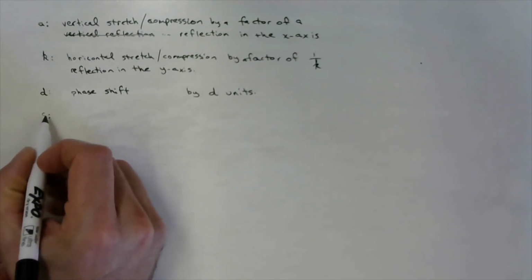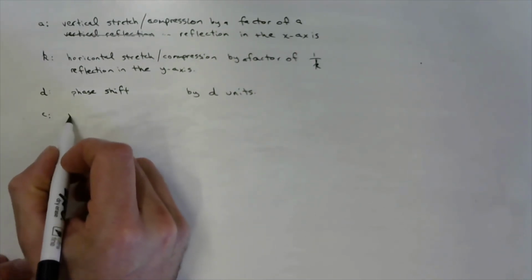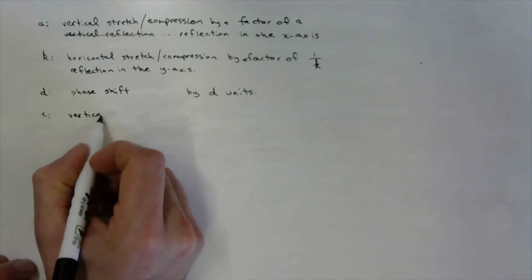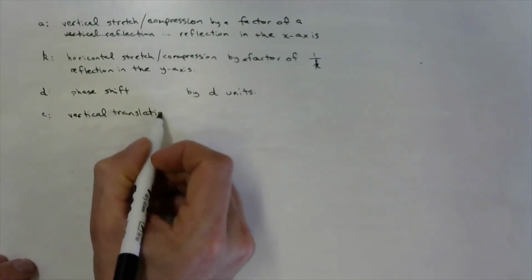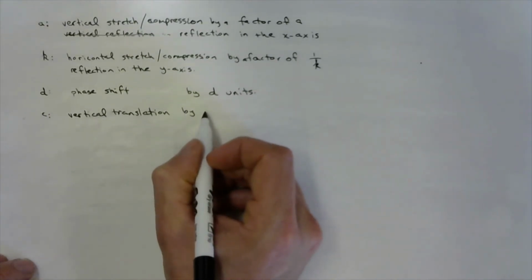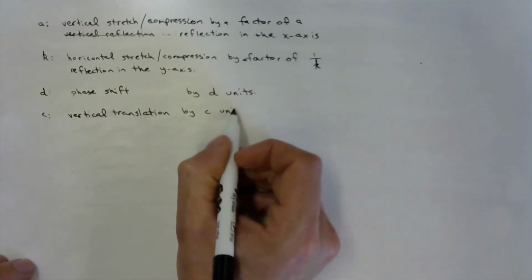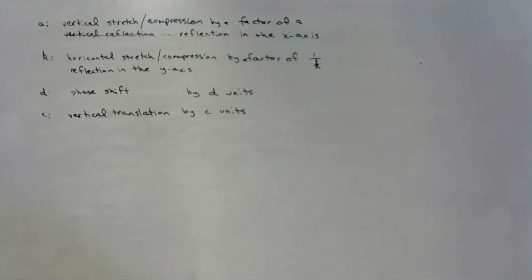C, this is a vertical translation by C units. If C is negative, it moves down. If C is positive, it moves up.